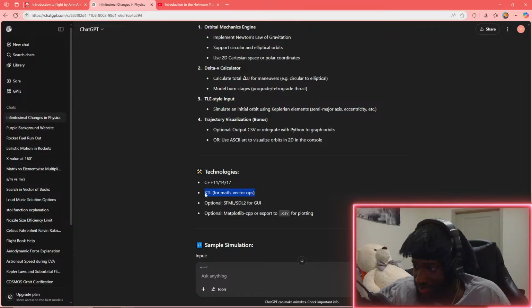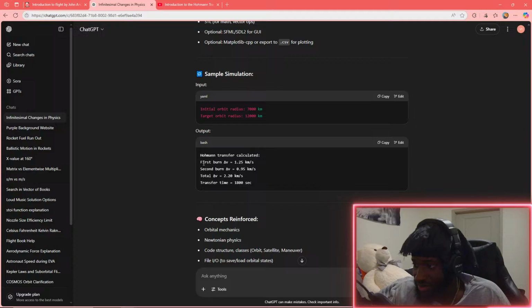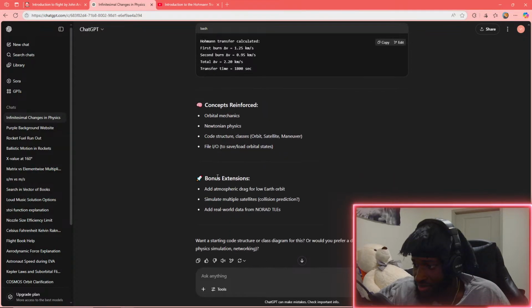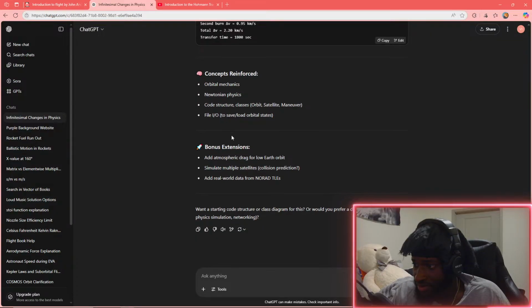Math, vector, standard library. I'm not using GUI. Matplotlib. Oh yeah, we can use MATLAB as well to plot it. That'd be pretty cool. Input: initial orbit radius, 7,000 kilometers; target orbit radius, 12,000 kilometers. That's pretty cool.